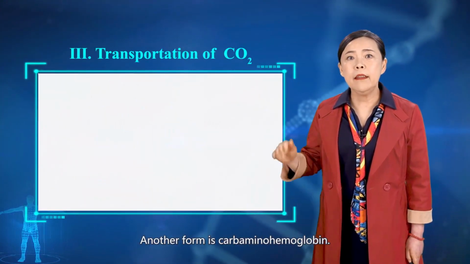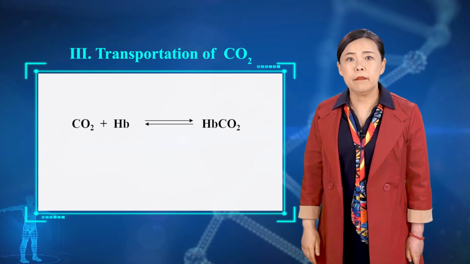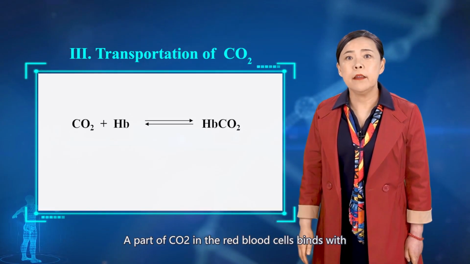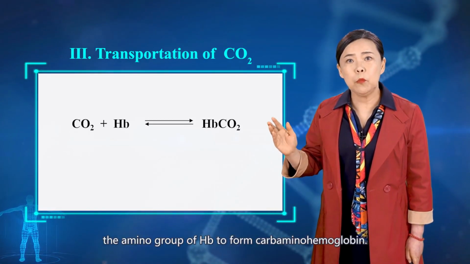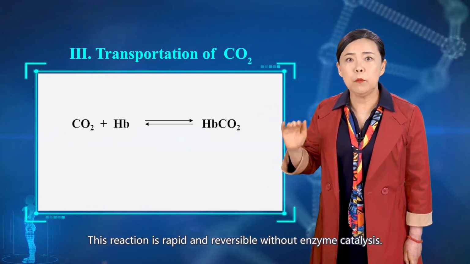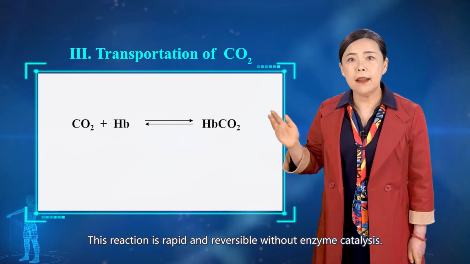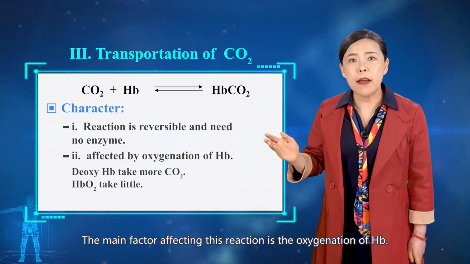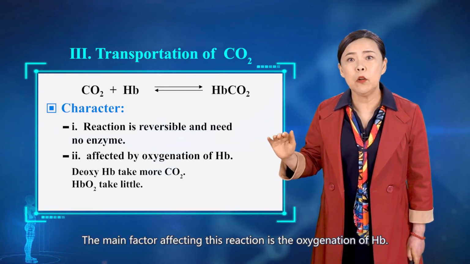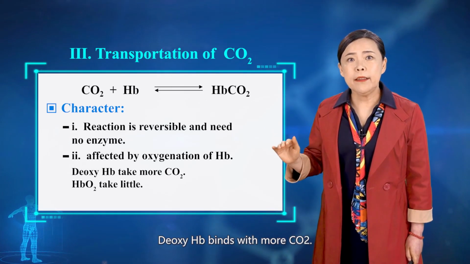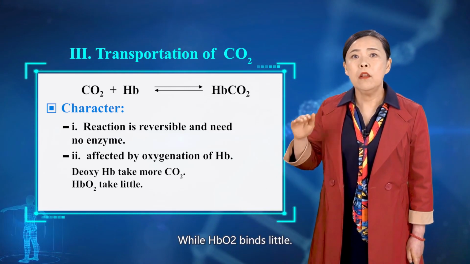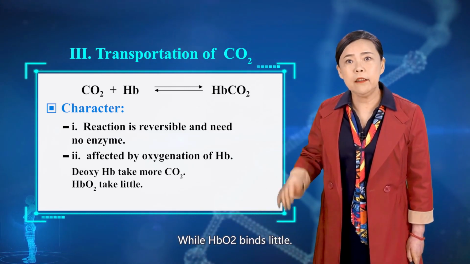Another form is carbaminohemoglobin. A part of carbon dioxide in the red blood cells binds with the amino group of hemoglobin. This reaction is rapid and reversible without enzyme catalysis. The main factor affecting this reaction is the oxygenation of hemoglobin. Deoxyhemoglobin takes more carbon dioxide, while oxyhemoglobin takes little.